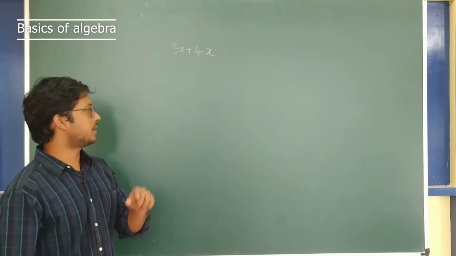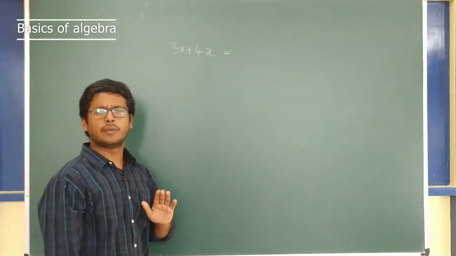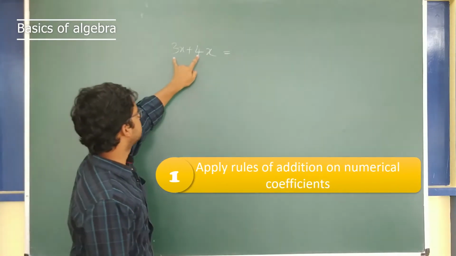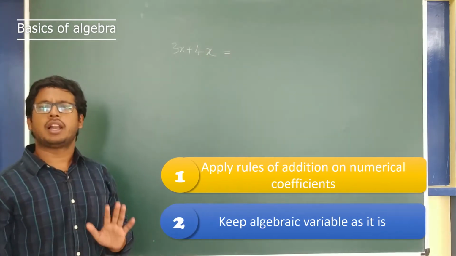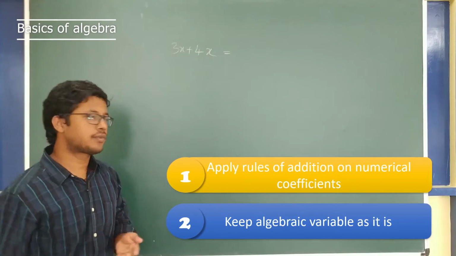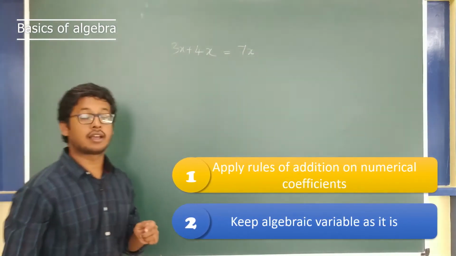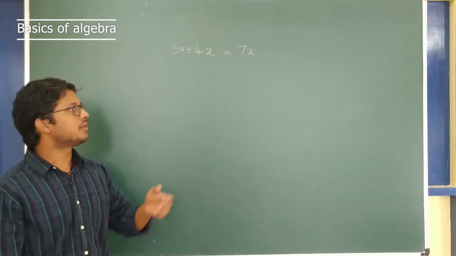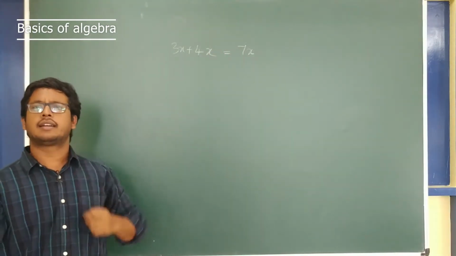So how do we add this one? Please understand carefully. So it is 3x plus 4x. In addition and subtraction, you just apply your rules of addition on the numerical coefficient and keep the algebraic variable as it is. For example, here 3 and 4, so 3 plus 4 is 7, and keep the algebraic variable as it is, which is 7x. The usual mistake that we tend to make is writing 3x plus 4x as 7x square or something like that. That would be wrong.